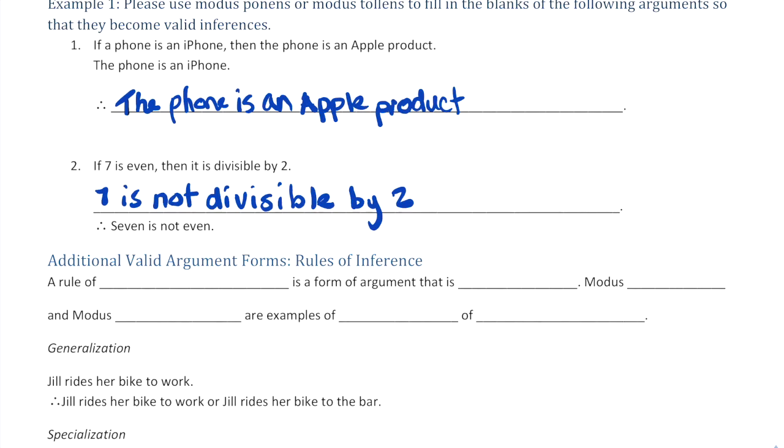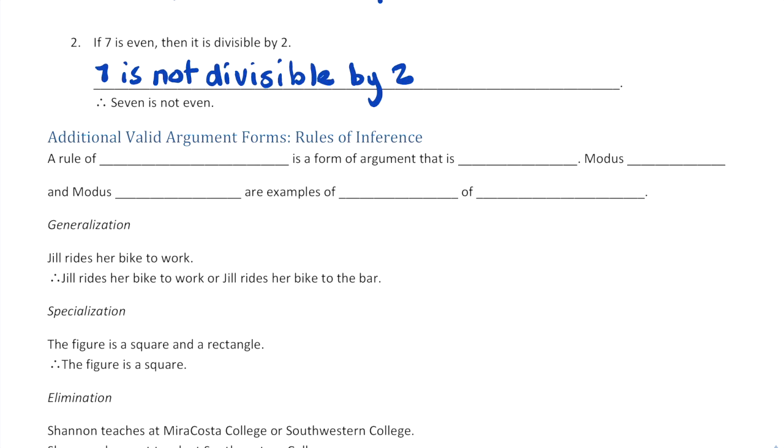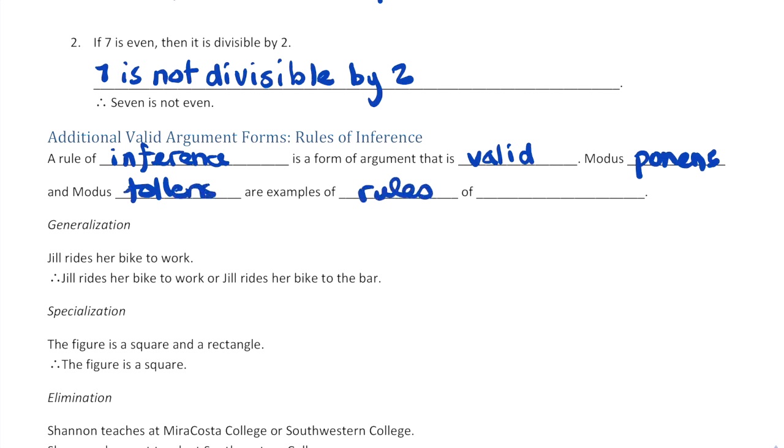Cool? All right, so here's a bunch of additional valid argument forms. So, rules of inference. A rule of inference is a form of argument that is valid. So modus ponens and modus tollens are both examples of rules of inference.